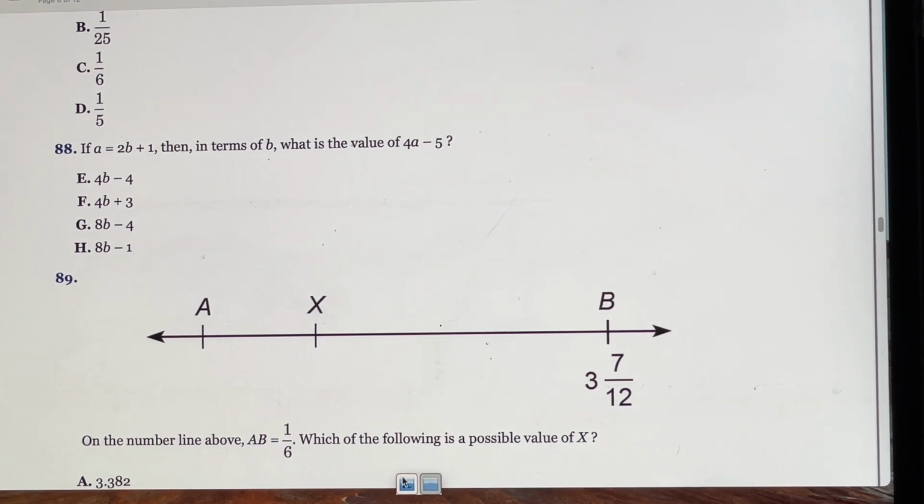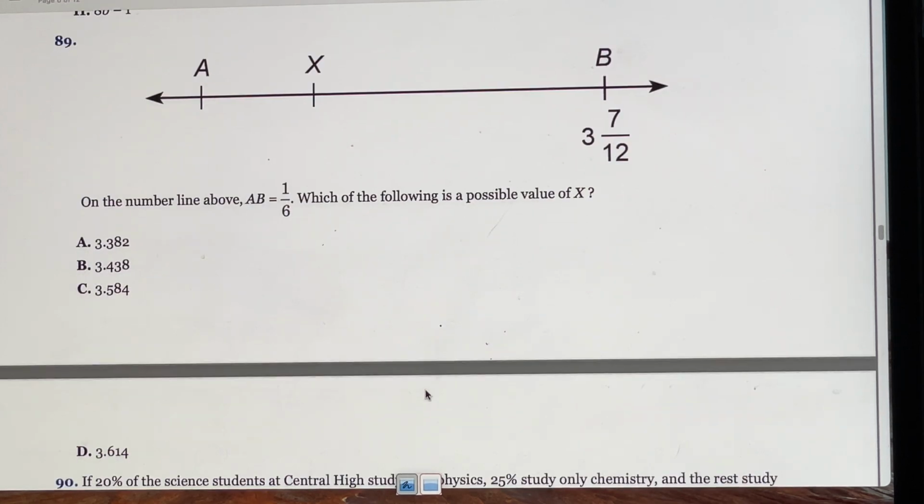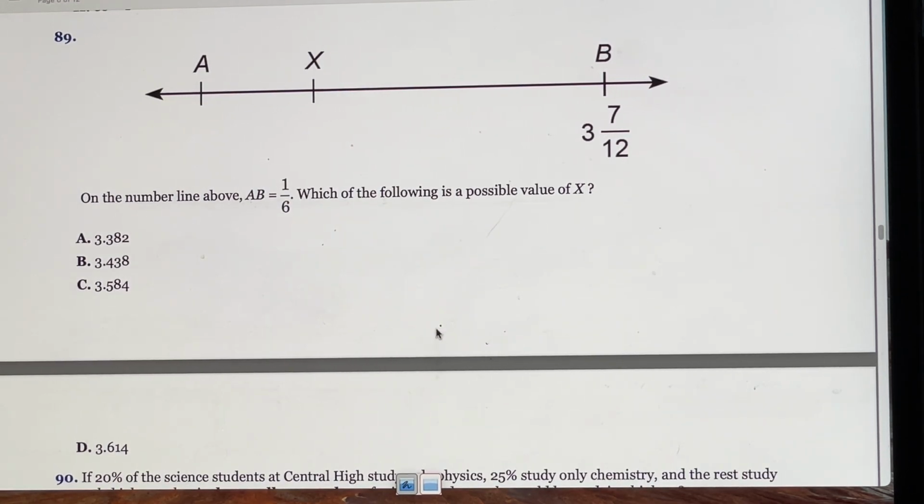Next is 89. On the number line above, the distance from A to B is 1/6. Which of the following is a possible value of X? Notice they're all in decimal format.